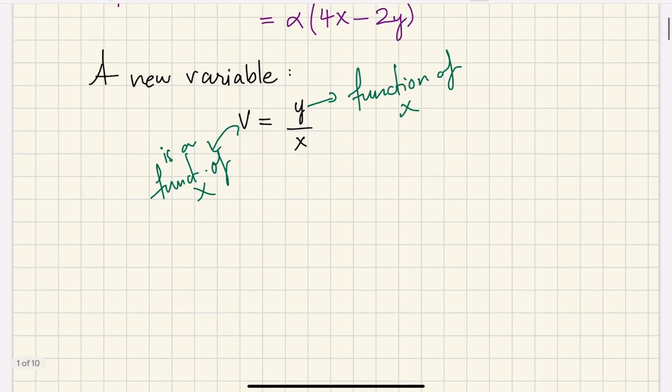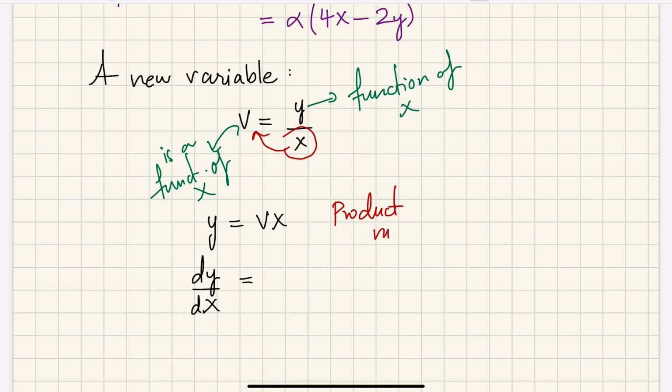So if I move x here, I get y is equal to vx. Now if I take the derivative dy over dx, I'll have to use the product rule here. And what I get is v plus x times dv over dx.